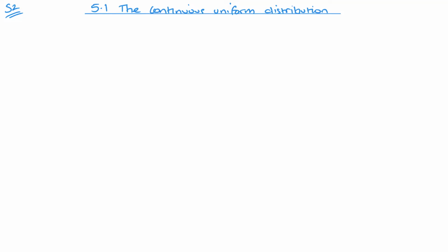Welcome to this video on the continuous uniform distribution. Statistics 2, S2. So here we have a random variable that has a continuous uniform distribution over a given interval. Now what you will notice is that this is sometimes written as X is distributed uniformly between the values of a and b, or across the interval a to b.